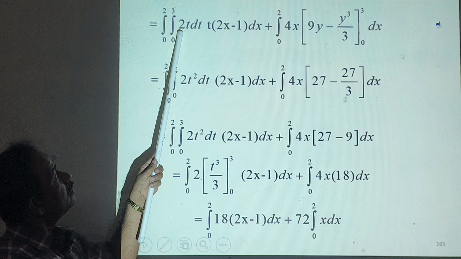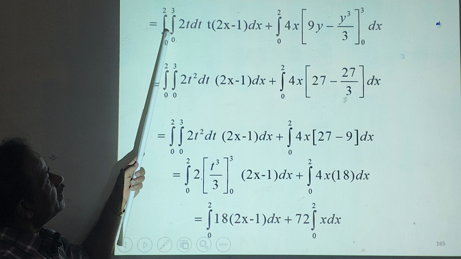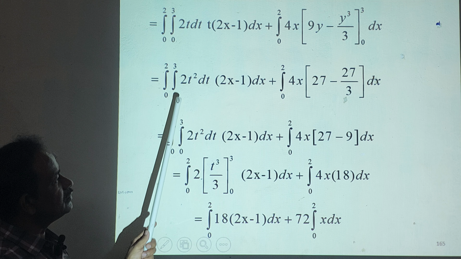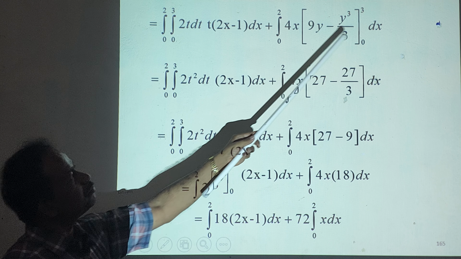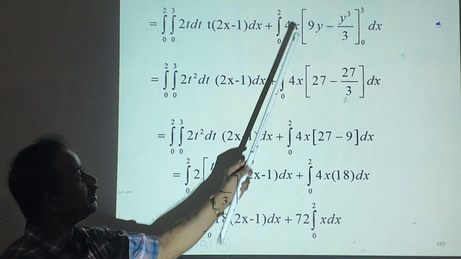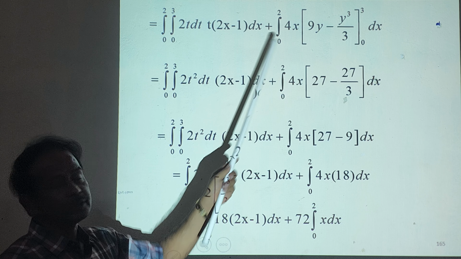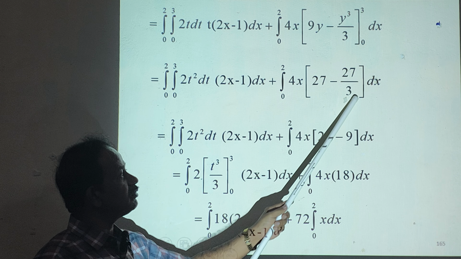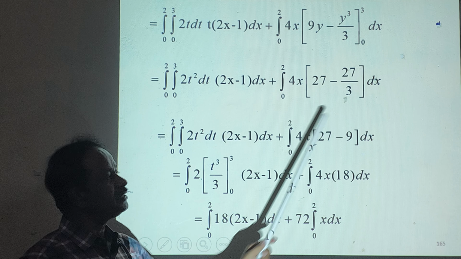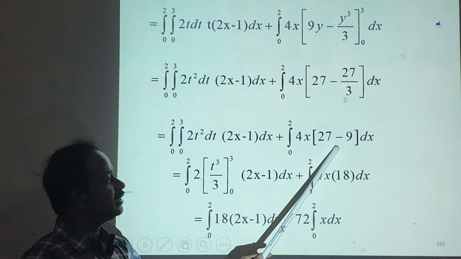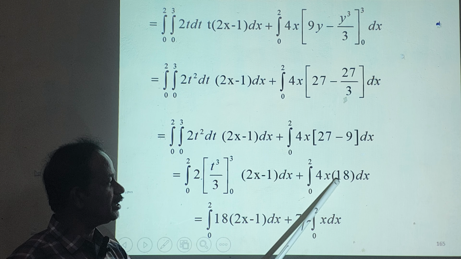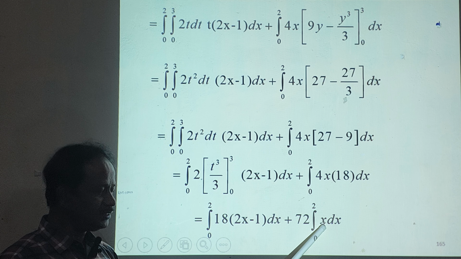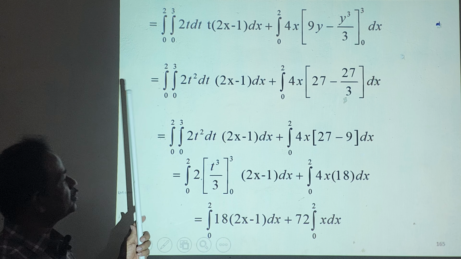Now 2 is there. We are going to integrate this t, and this t will give you t squared, as it is like this. And this becomes, you can substitute for y, so that will give you 9 3s are 27. So 27 minus 3 cube by 3, which is 27 by 3, which is 9. So 27 minus 9 is 18. 4x multiplied by 18 will give you 72x dx. Easily you can integrate.